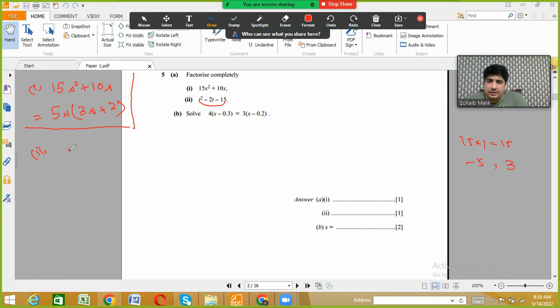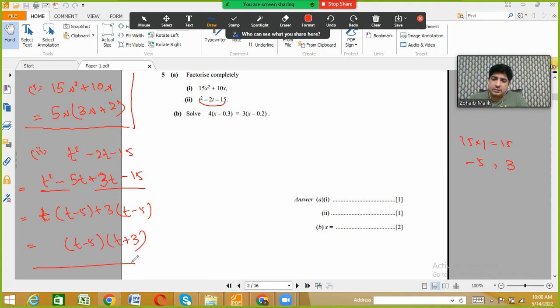So t square minus 2t minus 15 can be replaced as t square minus 5t plus 3t minus 15. Now we will make the pairs. So this would be t square minus 5t the first pair, and 3t minus 15 the second pair. Let's take common: t is common in the first pair, so this is t minus 5, and plus 3 is common from the second pair, this would be t minus 5. So let's take common t minus 5, into t minus 5 and t plus 3. This is the answer.